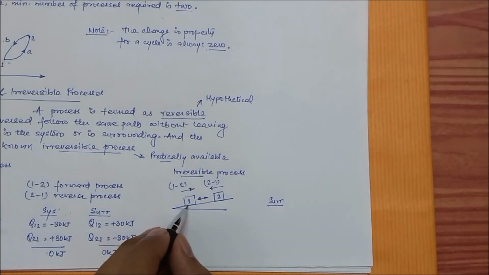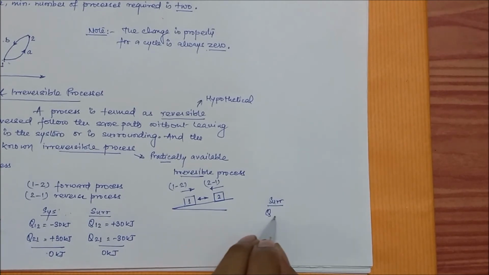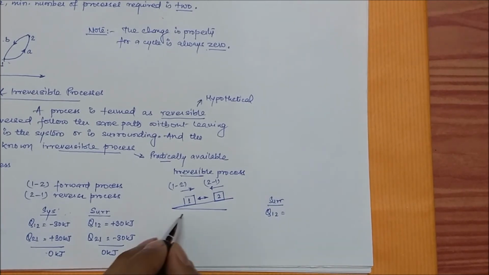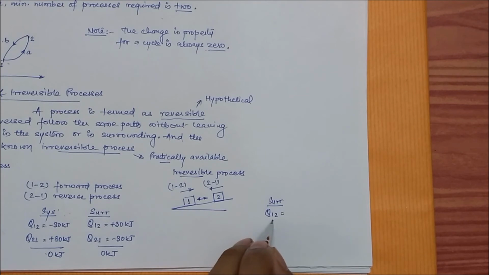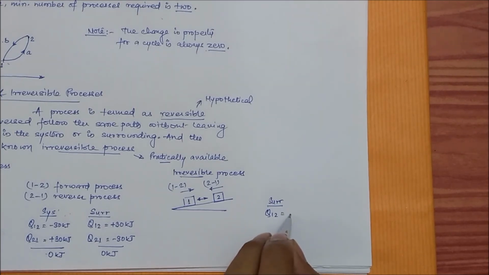Suppose when it moves from 2 to 1, there will be some energy lost to the surrounding, due to friction, because it's a wedge and there will be some friction between the contact surface. It is a practical example. There will be some kind of friction between the contact surfaces of this block and this wedge. Now there will be some energy loss to the surrounding, that will be positive.